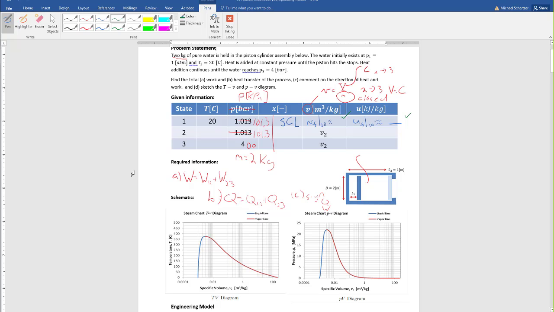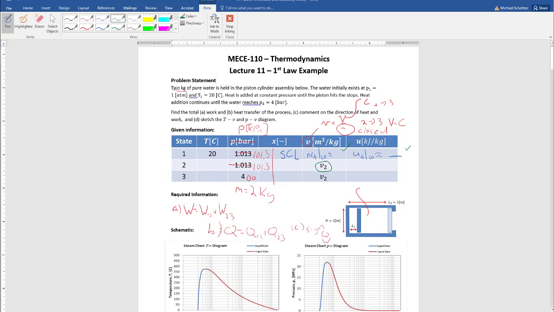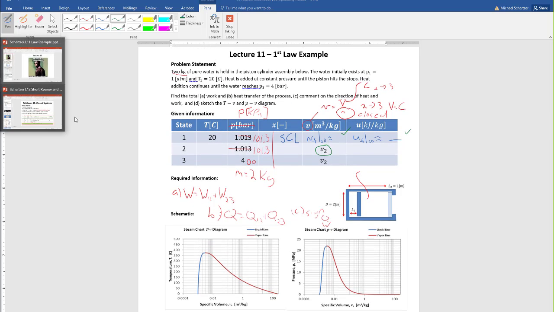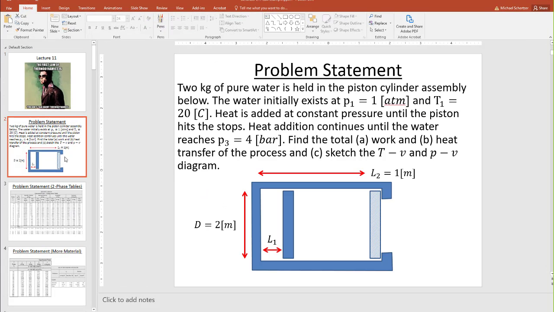Anybody got an idea of how we can find the specific volume at state 2? Because that's going to be how we fix this other state. We need some kind of information about how to find the specific volume here. Oh, it's not on this sheet, I think. Let's go back to the PDF. Here we were told some information about the diameter of the cylinder and the length of the cylinder.